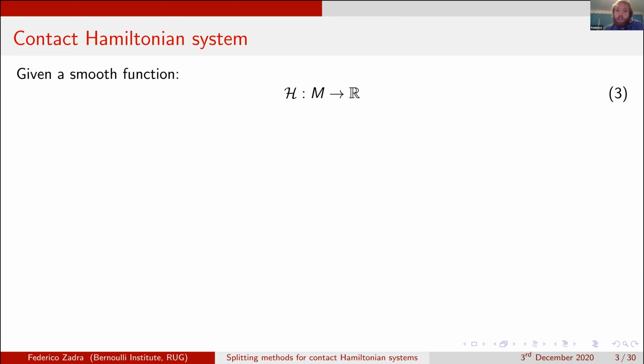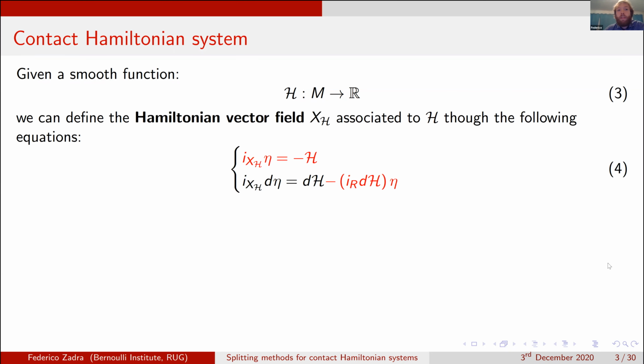The contact Hamiltonian systems are really similar to the symplectic ones. We start from the definition of a Hamiltonian, a real function, and we induce a Hamiltonian vector field, whose construction is really similar to the symplectic case. In red are highlighted the differences between the symplectic case and the contact case.